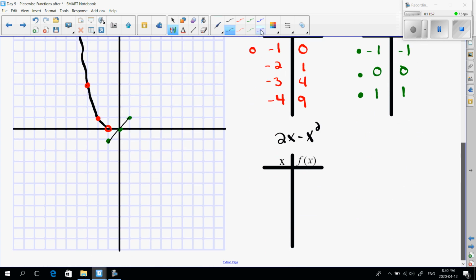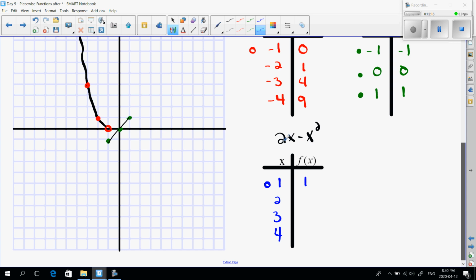Okay, so in my chart, I'll write 1 with an open dot next to it. 2, 3, 4. That's probably lots of points. All right. When I fill a 1 in for x, 2 times 1 is 2. 1 squared is 1. 2 minus 1 gives me 1.